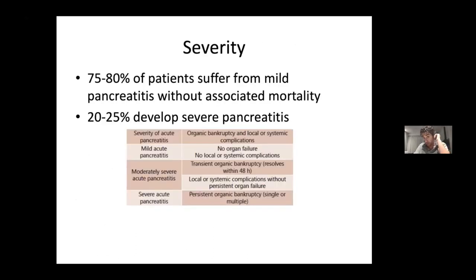The severity of pancreatitis is obviously very important. Luckily, most of the patients with pancreatitis will have a mild pancreatitis. 80% of the patients will have mild pancreatitis, and these patients will rarely become very unwell or die of this disease. However, 20% to 25% of them will develop a more severe pancreatitis with multi-organ failure, need for intensive care support, and more extensive interventions, and there's a higher chance of dying.